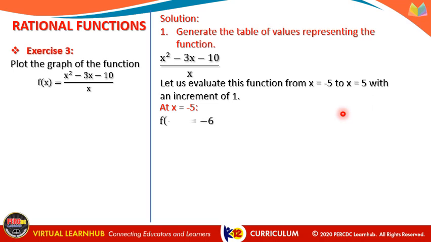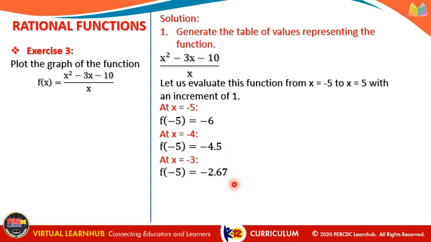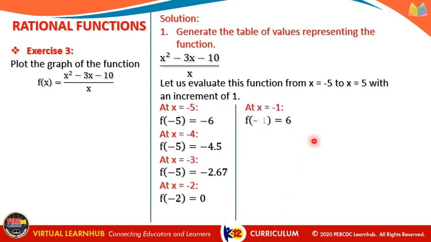At x is negative 5, our value will be negative 6. So, paki-confirm na lang sa calculators natin. At x is negative 4, you should get negative 4.5. At x is negative 3, we should get negative 2.67. At x is negative 2, it's 0. At x is negative 1, it's positive 6. At x is 0, what will happen?